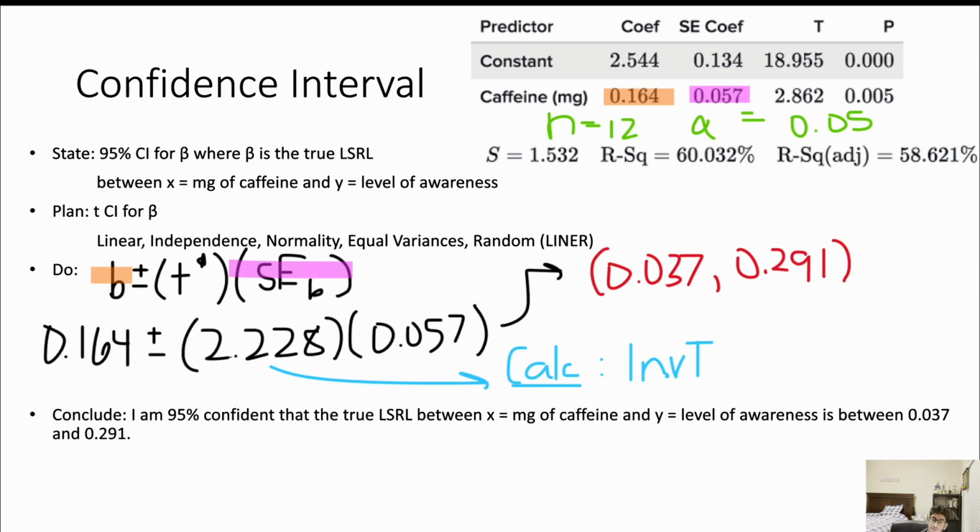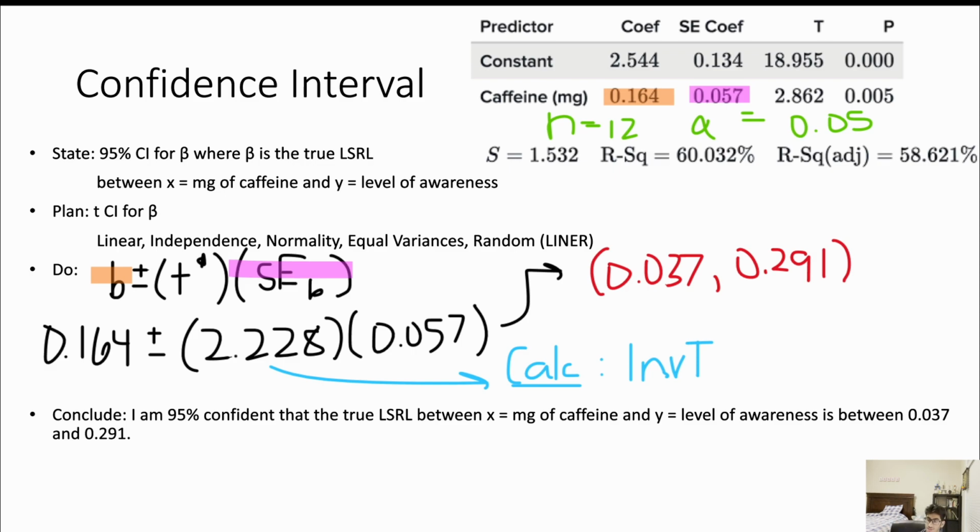Okay, confidence interval. Let's say we're doing a 95% confidence interval for beta, where beta is the true LSRL between X and Y. Plan, t confidence interval for beta, the conditions are the same, linear. B plus or minus t star, the t critical value, times the standard error of B. The way you get the t critical value is from invT in your calculator. Since we're doing a 95%, there is 0.025, so you put that as your area. In your degrees of freedom, you do n minus 2, which will be 10 in this scenario since n is 12, df is 10.